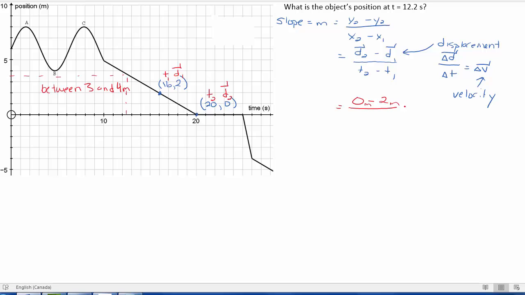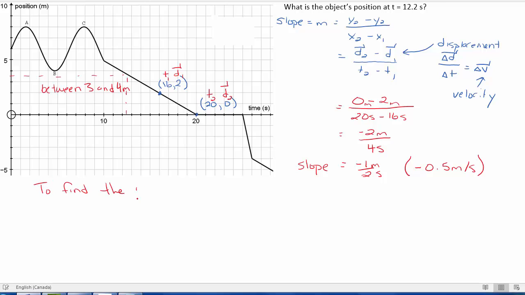0 meters subtract 2 meters divided by 20 seconds minus 16 seconds gives me negative 2 meters divided by 4 seconds, which is negative 1 meter for every 2 seconds. If I want to express this as a decimal, this is negative 0.5 meters per second. So that's the slope at this given time. That means for every second of time that elapses, the position changes by negative 0.5 meters.